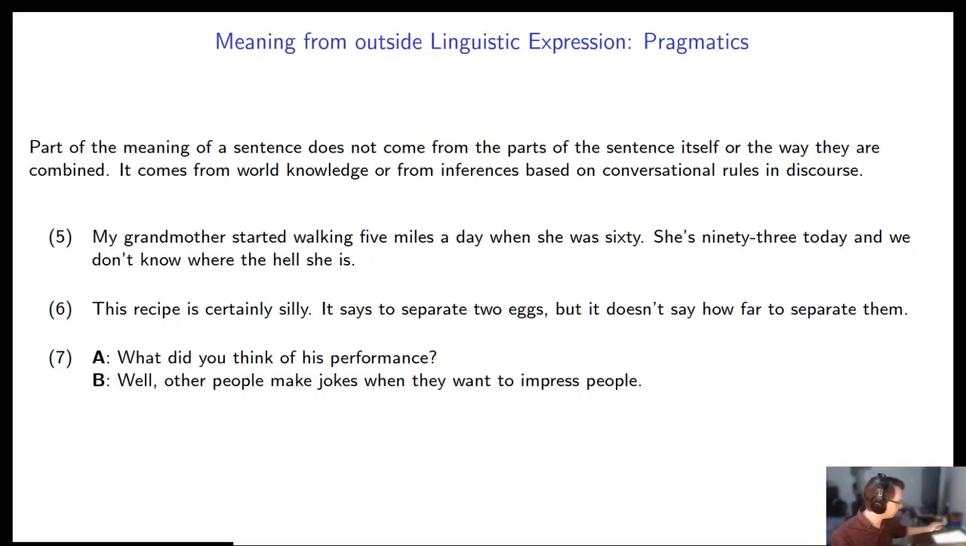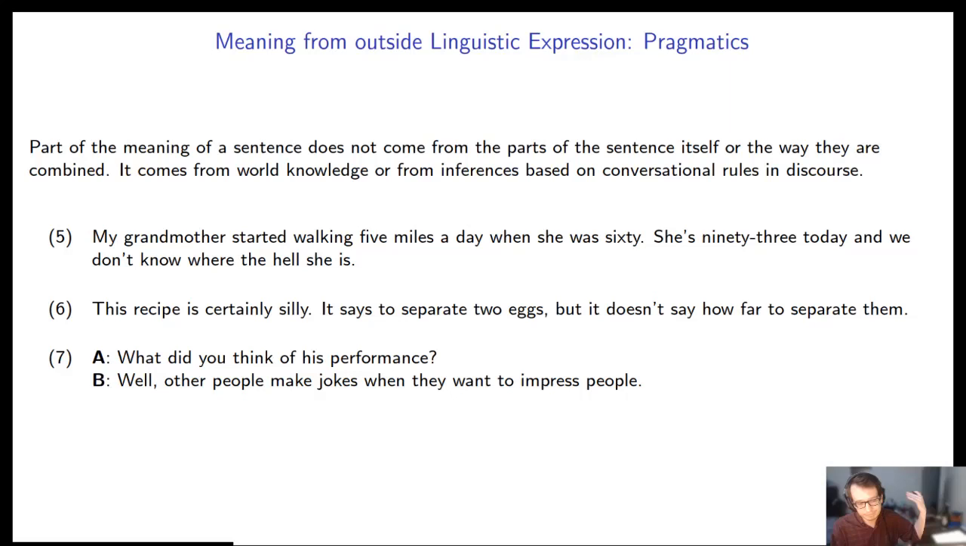So we have some jokes here that pragmatics would investigate. So my grandmother started walking 5 miles a day when she was 60. She's 93 today, and we don't know where the hell she is. Now, of course, with literal language, this isn't that funny because it's perfectly valid if you analyze this literally to expect that she walks 5 miles a day and she doesn't return home. But real world knowledge tells us that when someone says they walk 5 miles a day, they usually come home. So this is only kind of funny because real world knowledge tells us that she comes home. That's a joke.